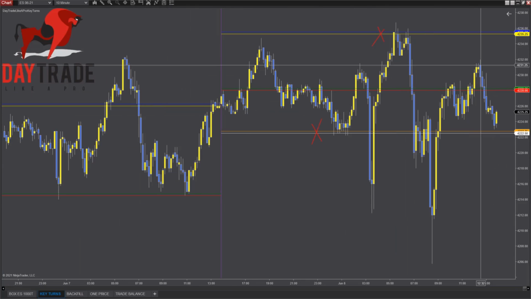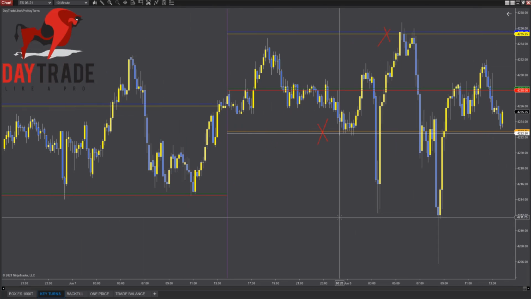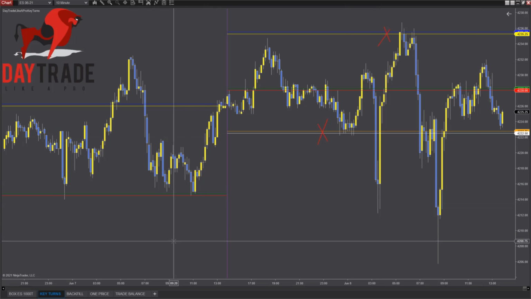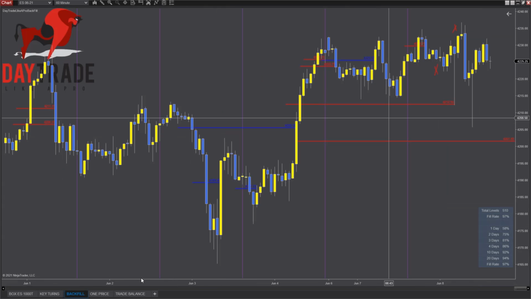So let's go back and look at today. I want to just show you an example from today of how you might use these together. So this is 2250. If it breaks 2250, what do I want to look at? Well, backfill, let's jump over and look at backfill.